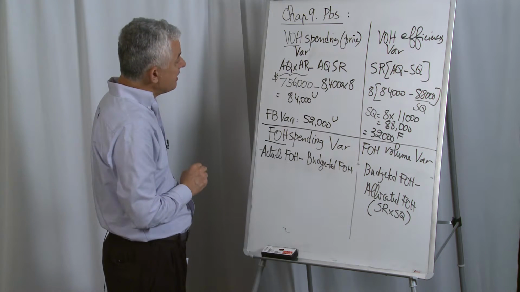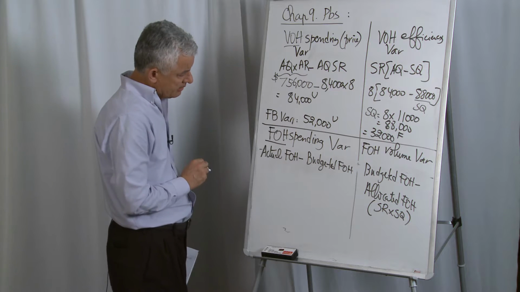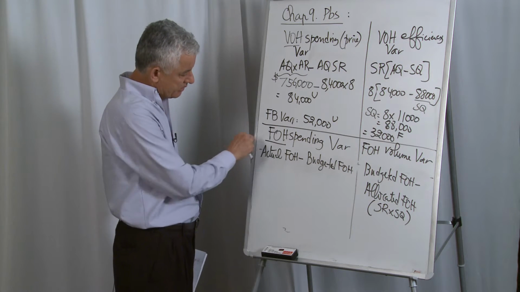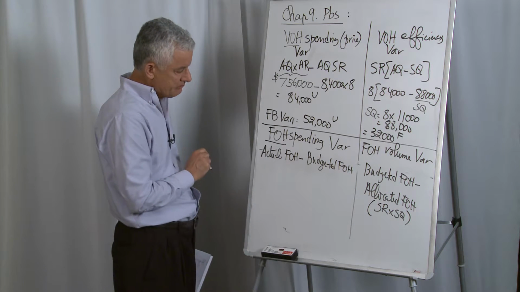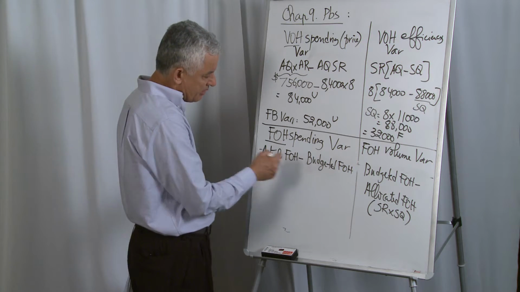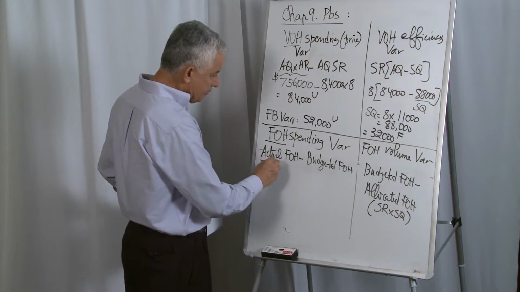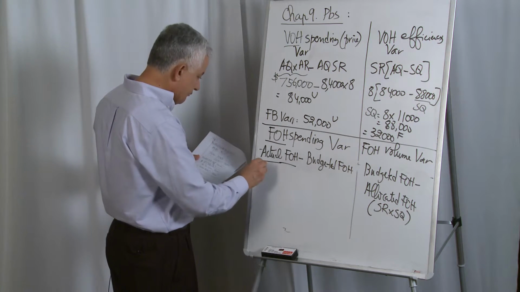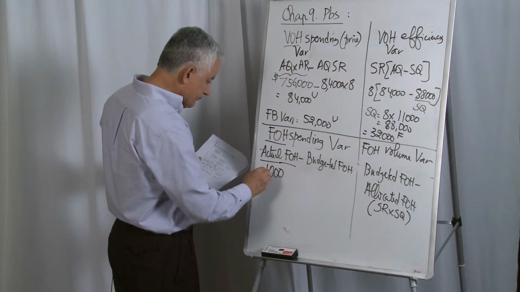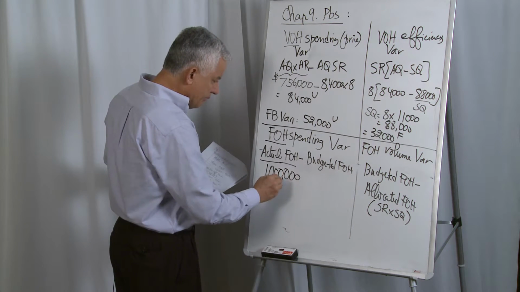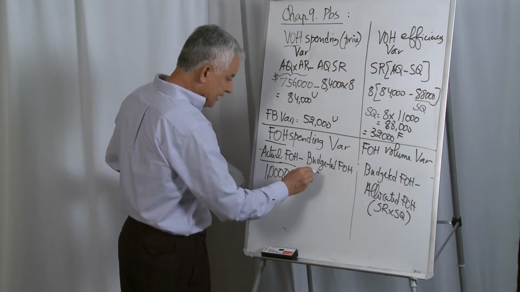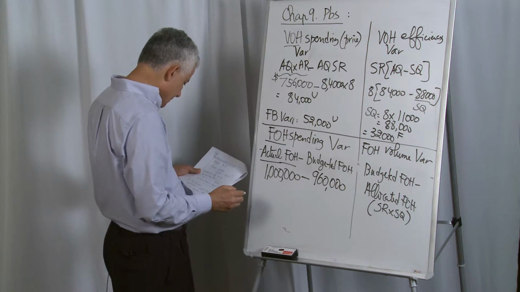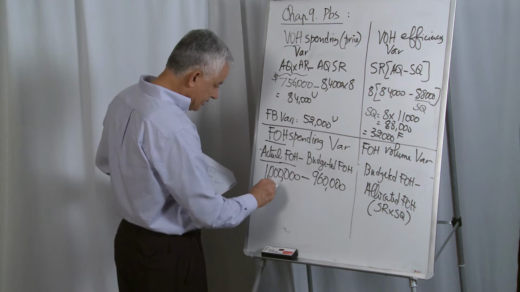Okay, now let's turn our attention to the next variance, which is the one pertaining to the fixed overhead spending variance. This is pretty straightforward, the fixed overhead spending variance. Actual fixed overhead is given, which is 1 million. And the budgeted is 960,000. Clearly here we outran the budget, which is 40,000 unfavorable.